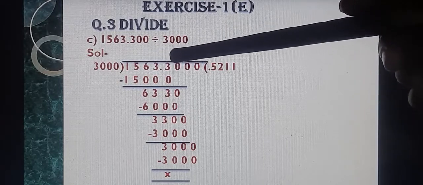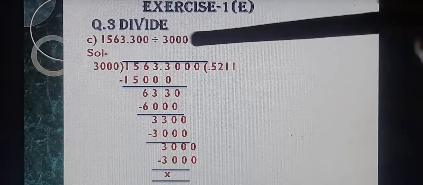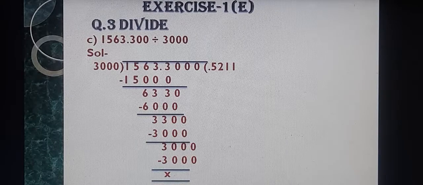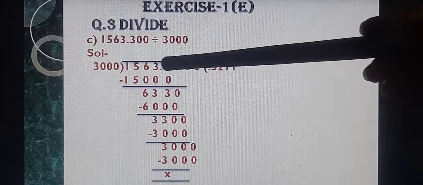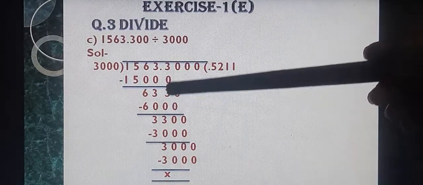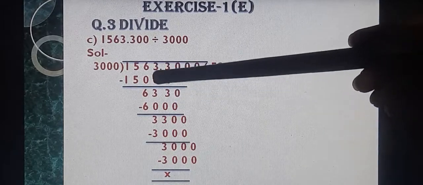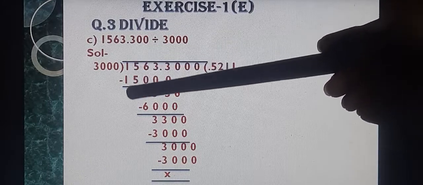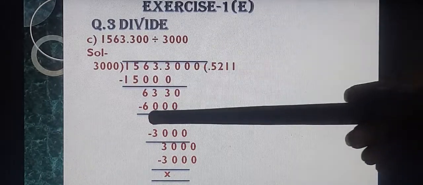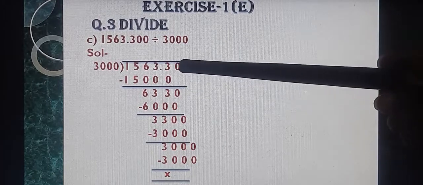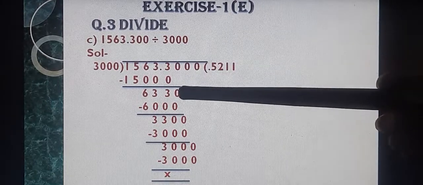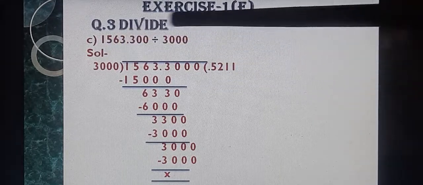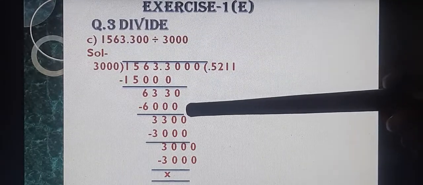1563 decimal 300. 3000 5s are 15,000. Right. Now 3 minus 3 is 0. 3 minus 0, 3. 3 minus 0, 3. 6 minus 0, 6. 5 minus 5, 0. 1 minus 1, 0. So 633. Now we will take the next 0 here. The number has become 6,330.